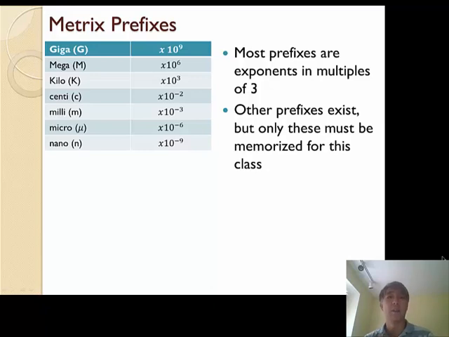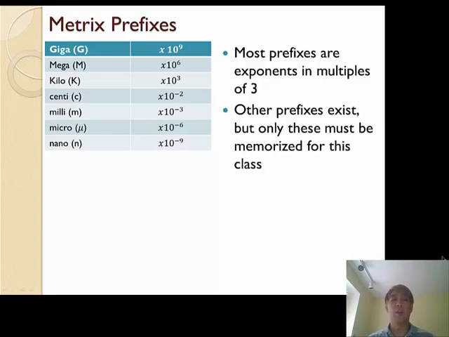So I have the giga, mega, kilo. These are 10 to the ninth, 10 to the sixth, 10 to the 3. Notice that these are all exponents in multiples of 3, so we use them in the engineering notation. So I can say 25 kilometers, 167 megabytes. On the smaller side, we have centi for 10 to the minus 2, milli for 10 to the minus 3, micro for 10 to the minus 6, and nano for 10 to the minus 9. With the exception of centi, these are also prefixes with exponents that are multiples of 3.